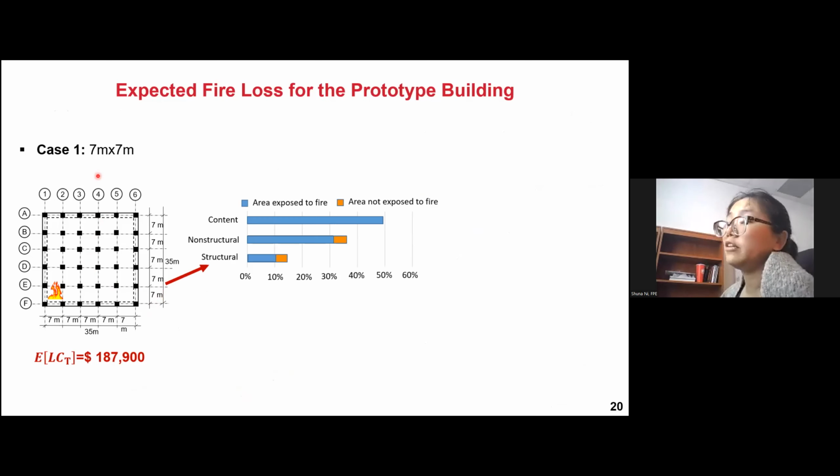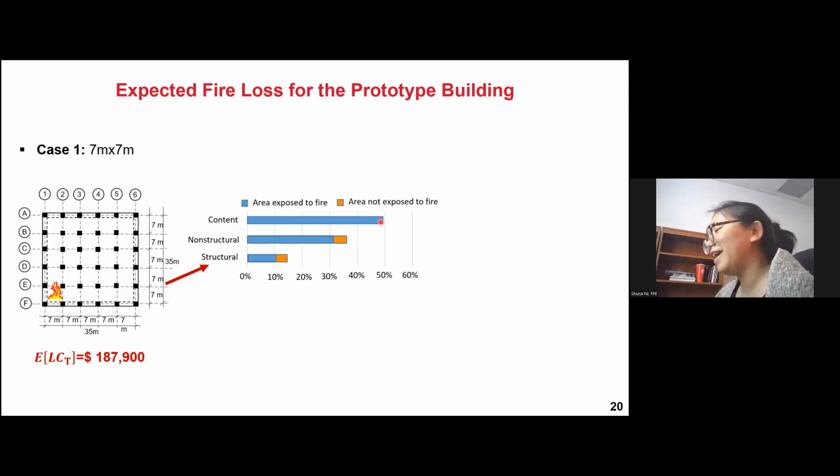We consider 3 different scenarios. For the first scenario, we consider the fire is only in a 7 meter by 7 meter compartment. This is just an example, and we assume the fire is confined in a 7 meter by 7 meter compartment, but we consider the uncertainty in locations. So basically, we consider the fire in each of these compartments and in each different story. So ultimately, this is the total fire loss we have estimated.